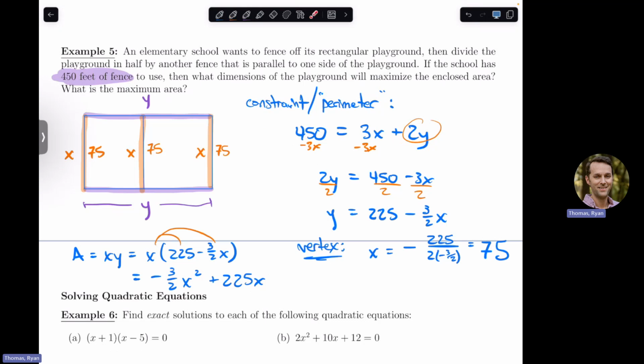Probably a good idea to go back to the question, what dimensions will maximize the enclosed area? So dimensions would be what are the length and the width. We've got one of them. What's the other one then? If x is 75, what's y?